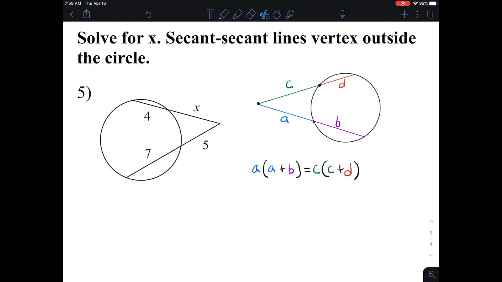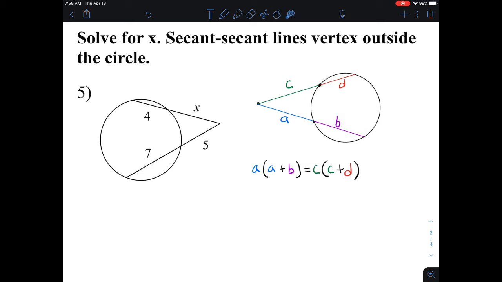Okay, so let's look at this next one. We have two secant lines and the vertex lies on the outside of the circle. Now, our relationship between the line segments right here, I copied this from the very beginning of the video to be right here beside it.